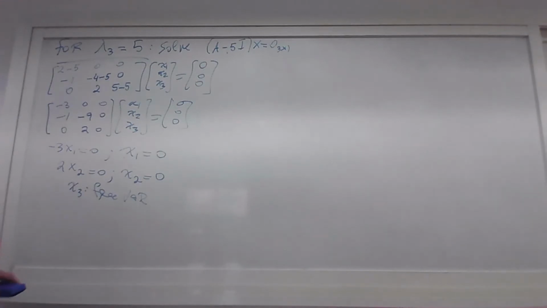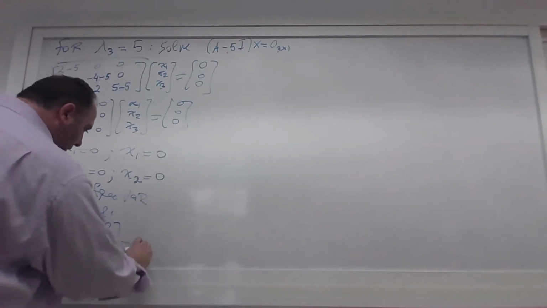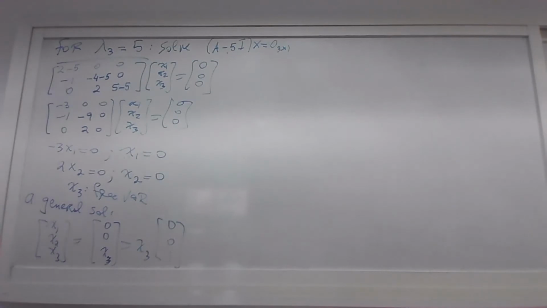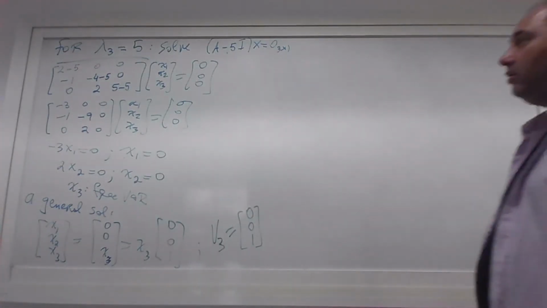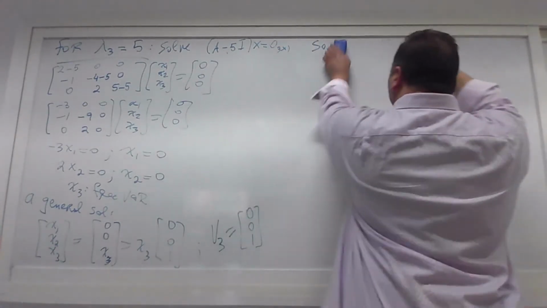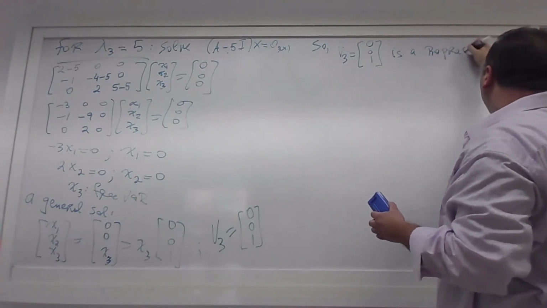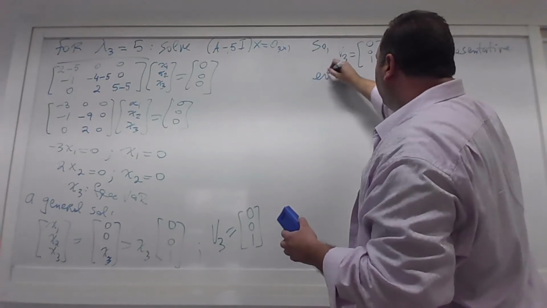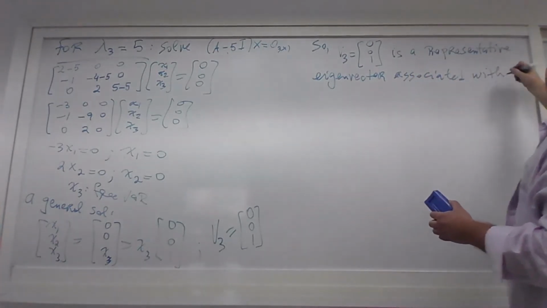You see it here, you have a column of zeros. So x3 is free. So a general solution is x1, x2, x3: x1 is 0, x2 is 0, and x3 is x3, the free variable. So I can factor x3, so I get vector 0, 0, 1. So this is my representative eigenvector associated with the eigenvalue 5. So V3 is a representative eigenvector associated with the eigenvalue 5.